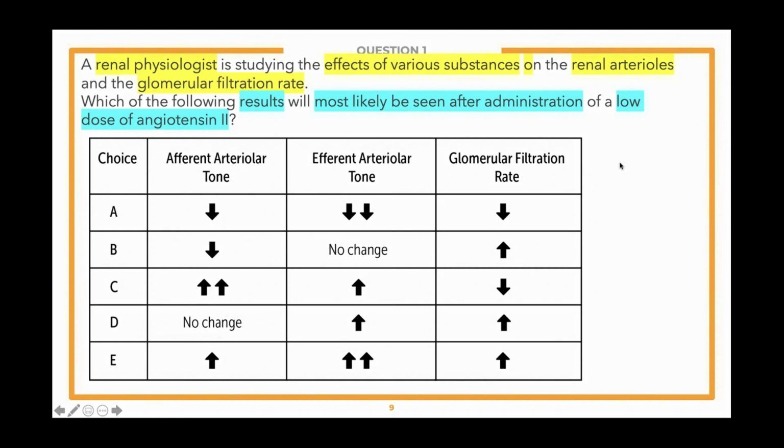And as you can see, each column has a different up arrow, down arrow, or no change, and also not just that, but also the intensity. So there's 2 up arrows or 2 down arrows, and that means it's a bigger, greater effect. So it's important to understand those different symbols and what they mean.